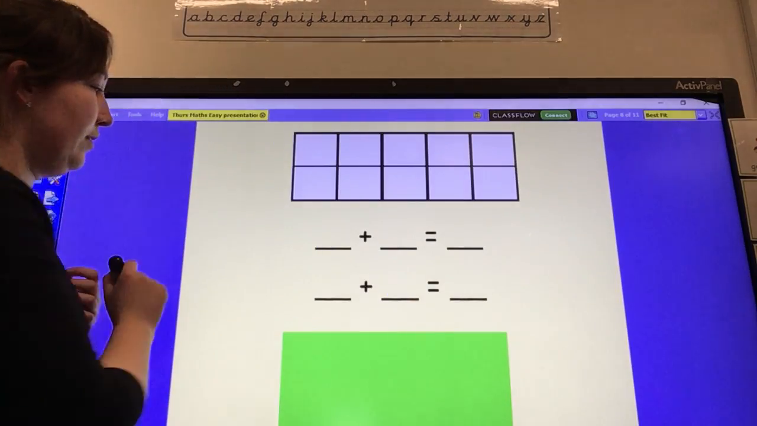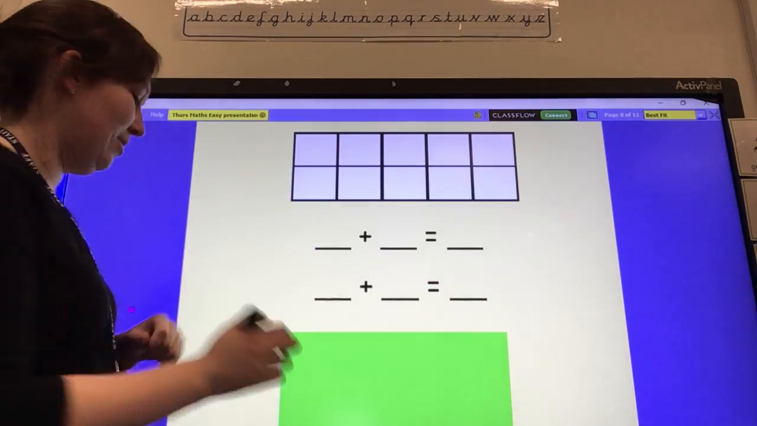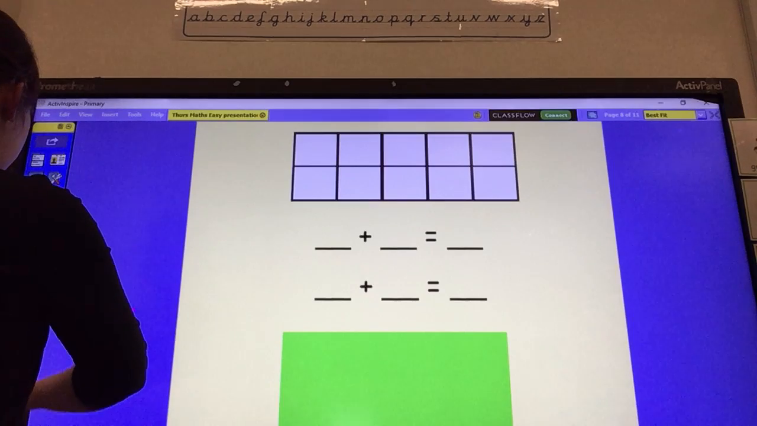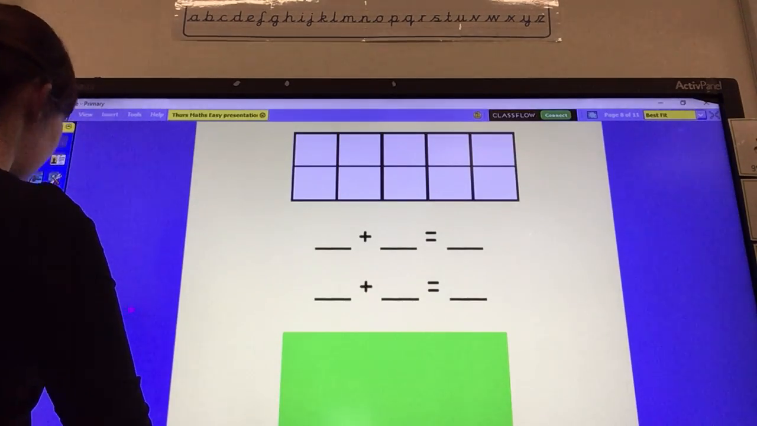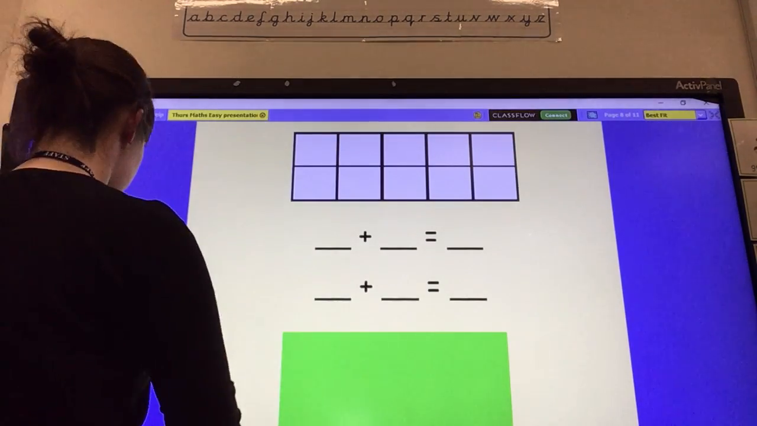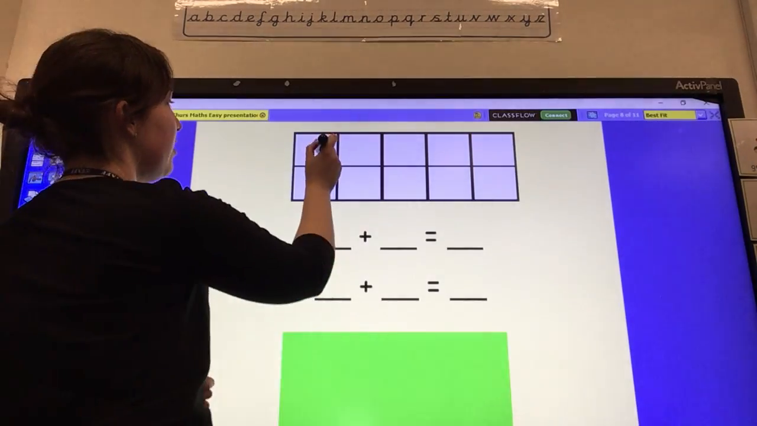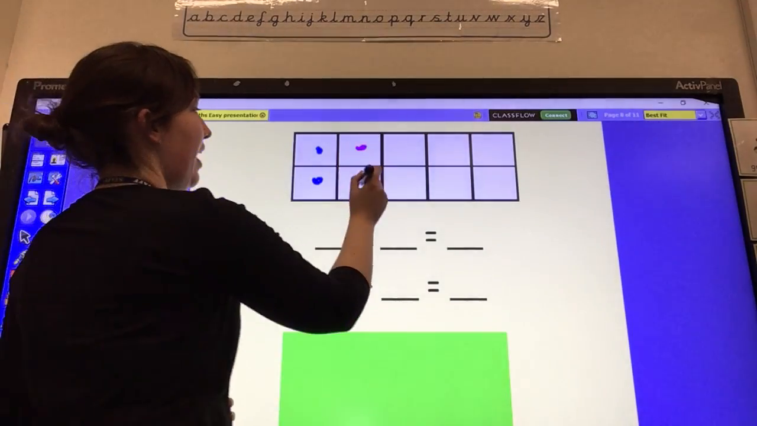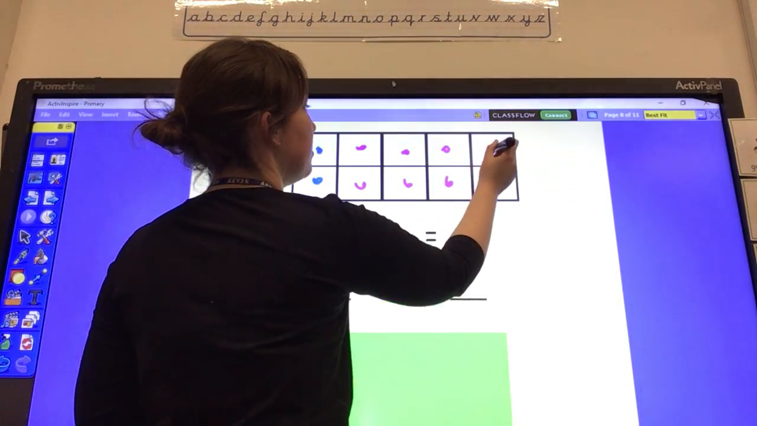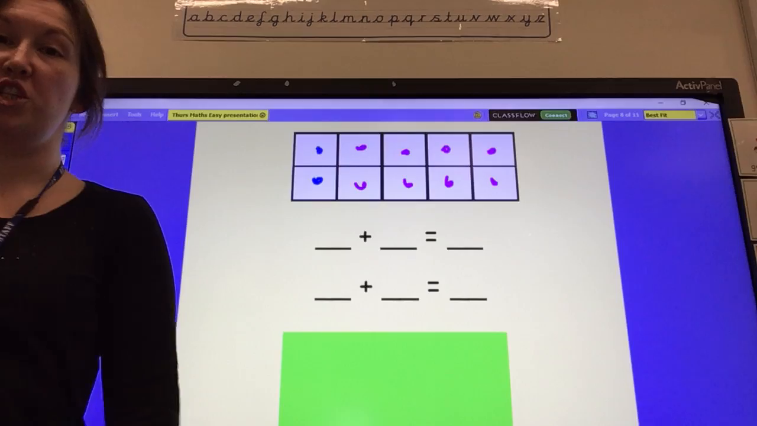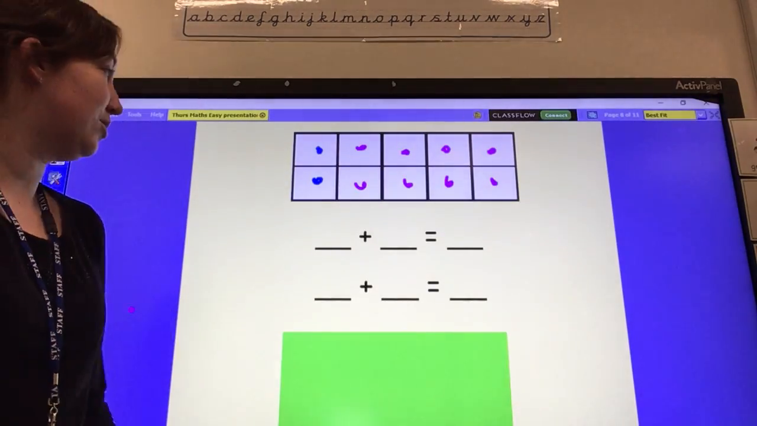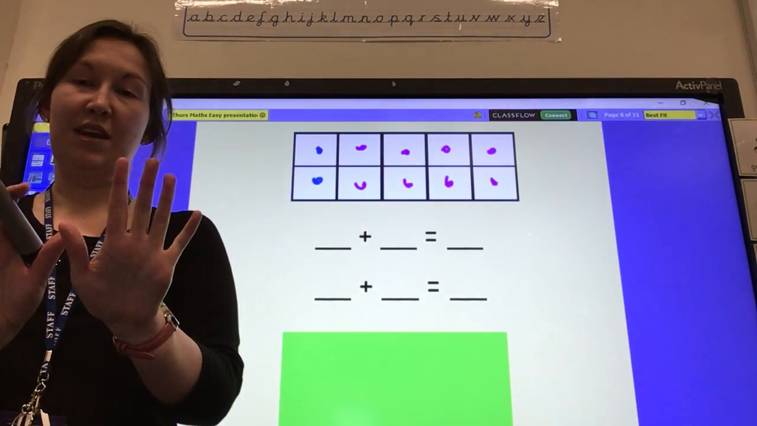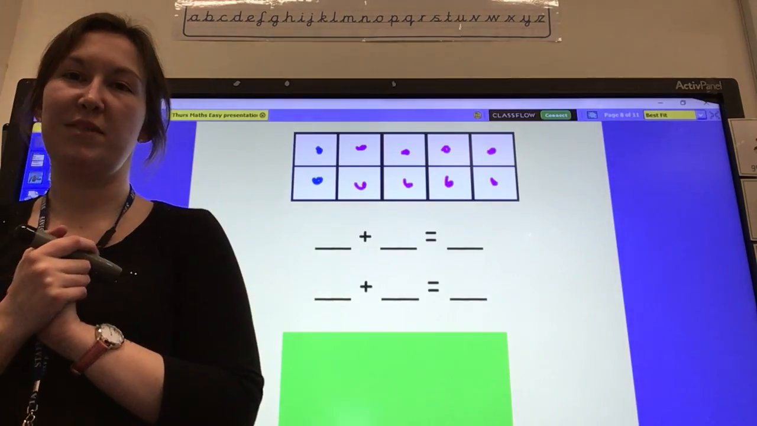I'm going to do some colours for you, and I want to see if you can work out my number sentence. So I'm going to give you 2 blue ones and 8 purple ones. First of all, what would be my 2 addition number sentences? So, pause your video there and have a go at writing your 2 addition number sentences for me.